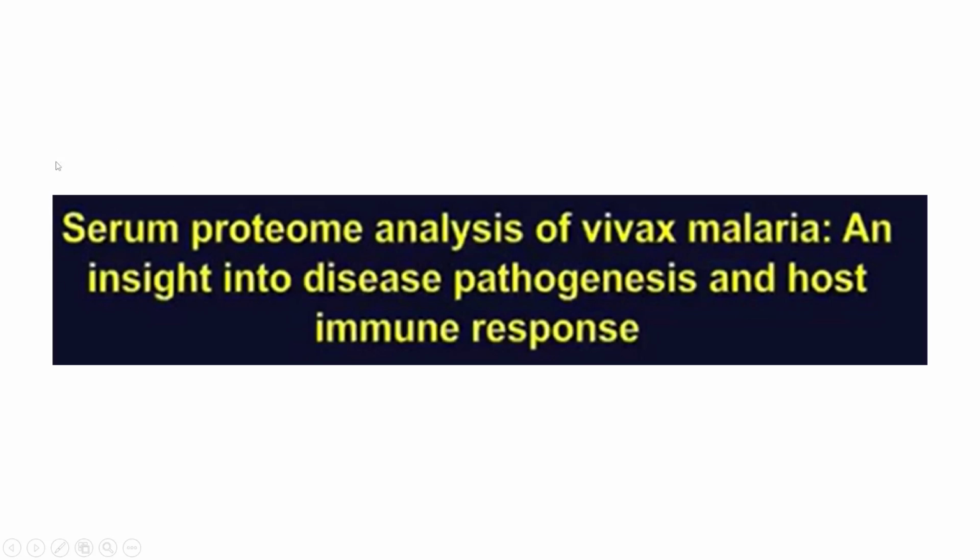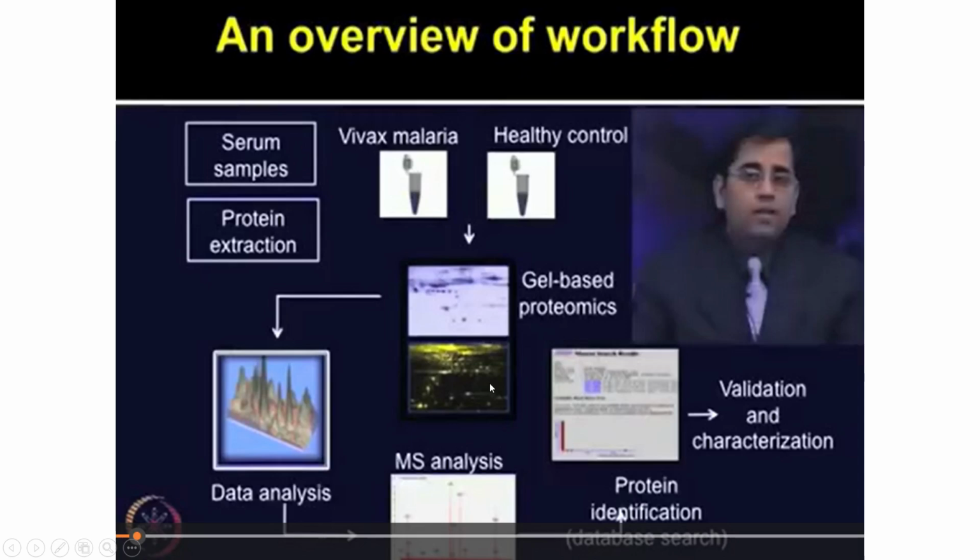So in the serum, you will get those specific proteins which are related to malaria, which happens because of Plasmodium vivax. So you basically need serum and you will do the serum proteome analysis, and it will help you to identify the disease pathogenesis and host immune response as well. So you'll need a healthy control, you'll need a Vivax malarial sample. So these are two different individuals. One individual is healthy, one individual is suffering from malaria.